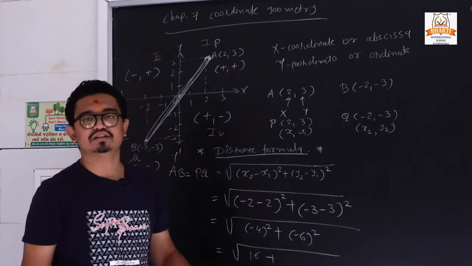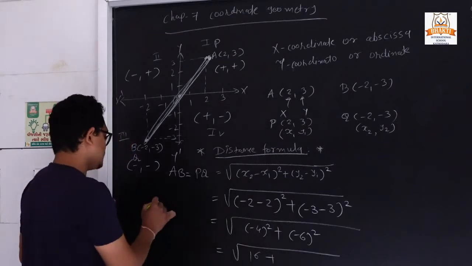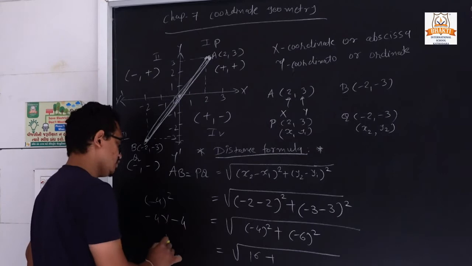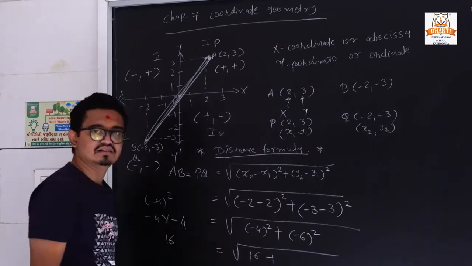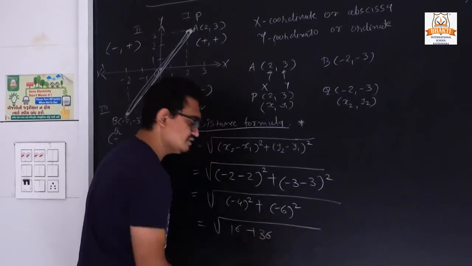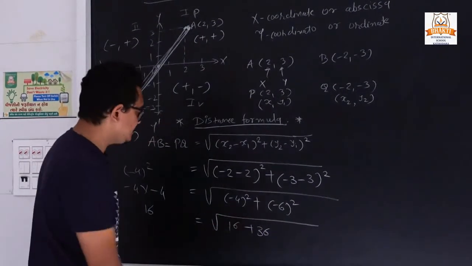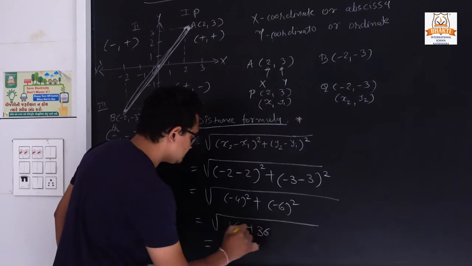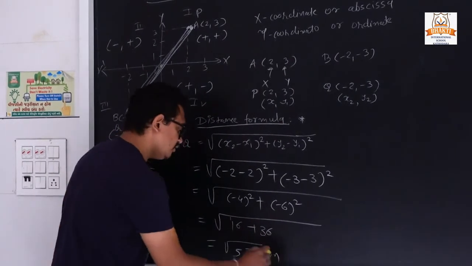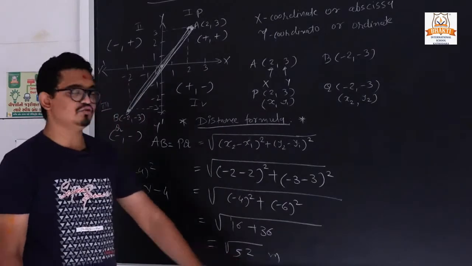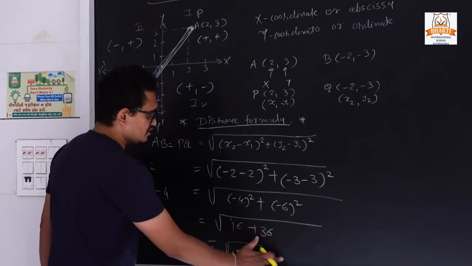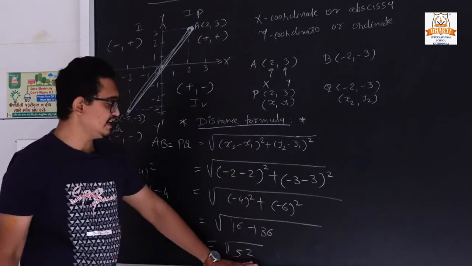the square of a minus number will always become plus, because minus 4 all square means minus 4 into minus 4. So 4 fours are 16, and minus minus is plus. And 6 square is 36. Now the addition of both, 16 plus 36, is 52. So what is its answer? Under root 52 meter. Clear? If it is in centimeter, we can write that unit.